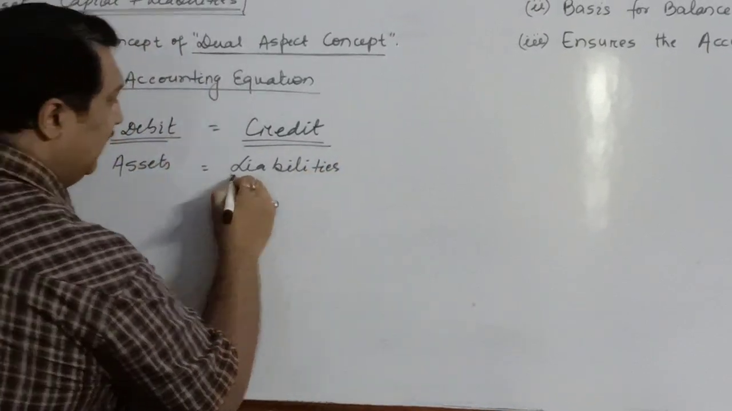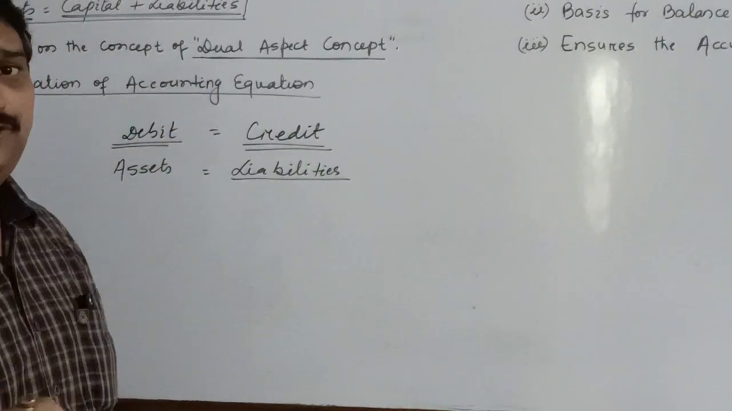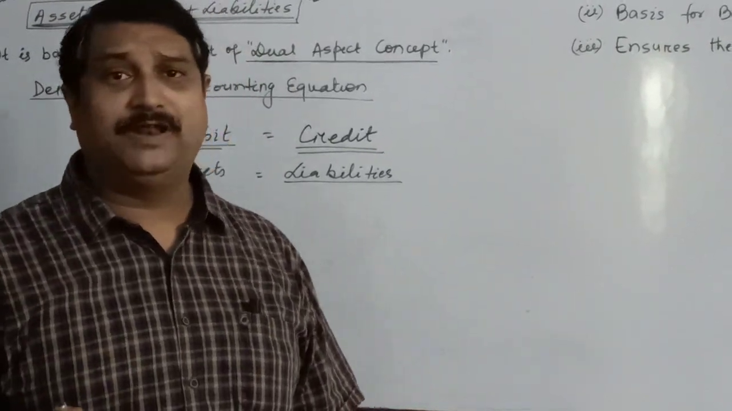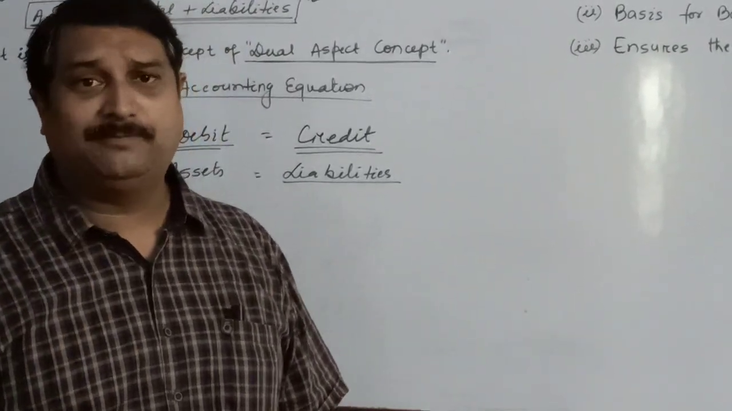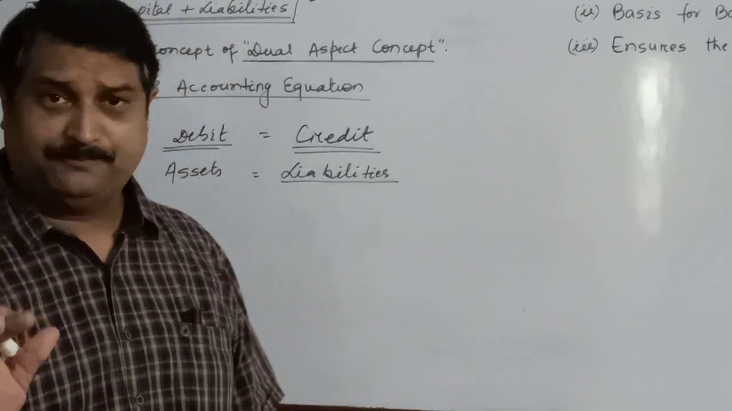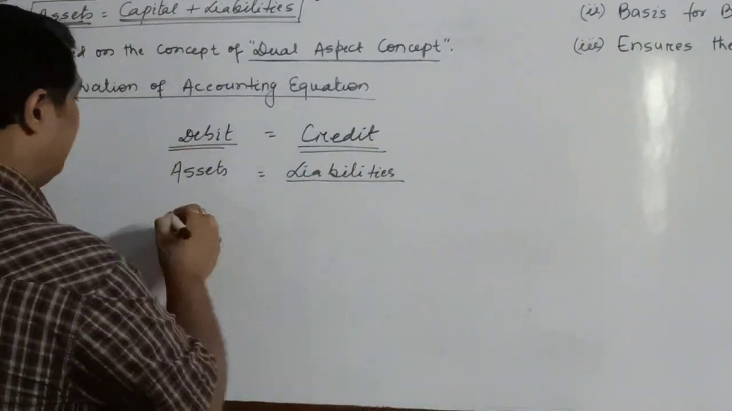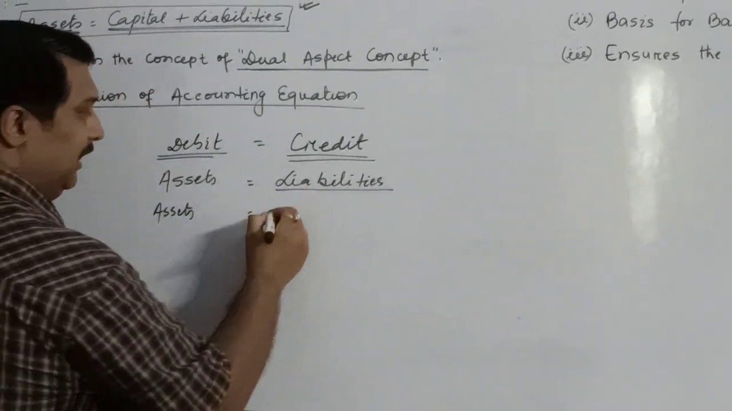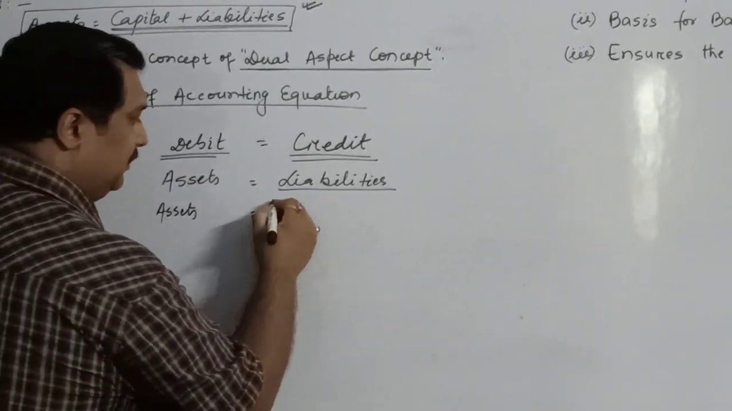Now children, about the liabilities, I had taught you in my video number 3. If you have not watched the video number 3, please watch the video number 3. The link is shared in the description column. If you remember, I had told you that liabilities are of two types: internal liabilities and external liabilities.